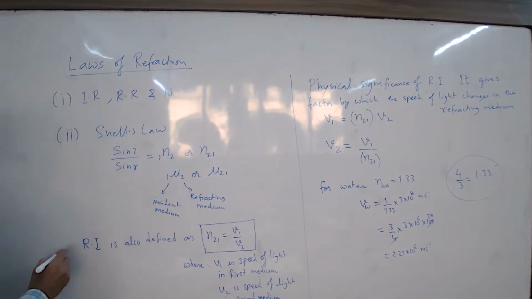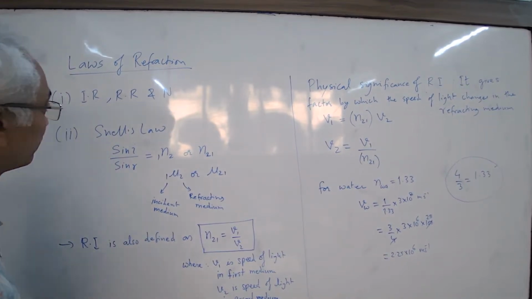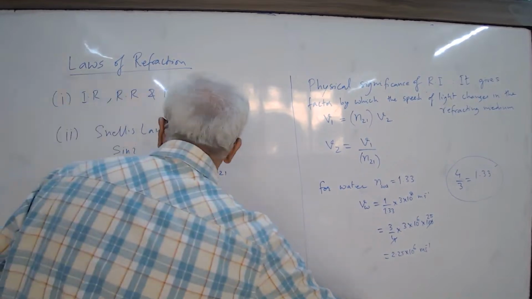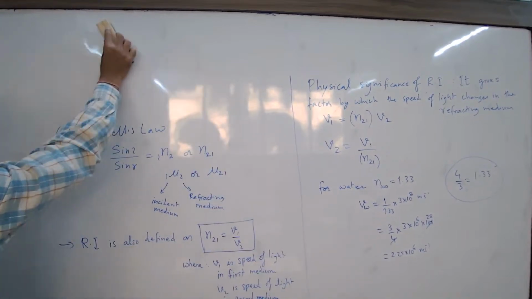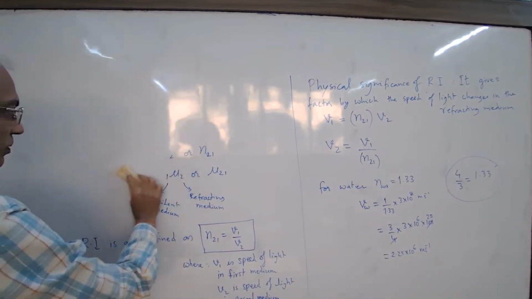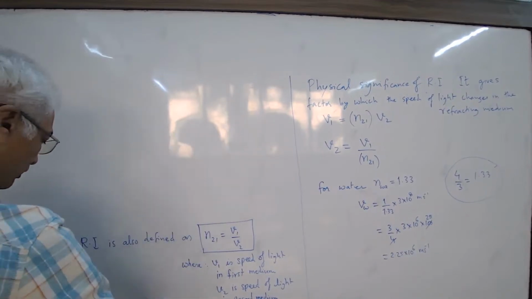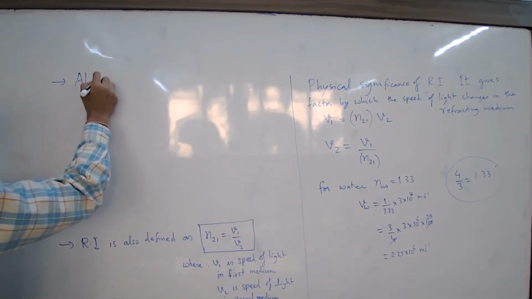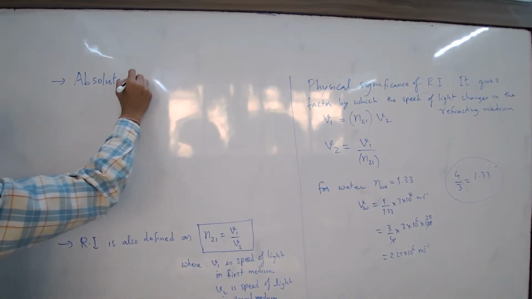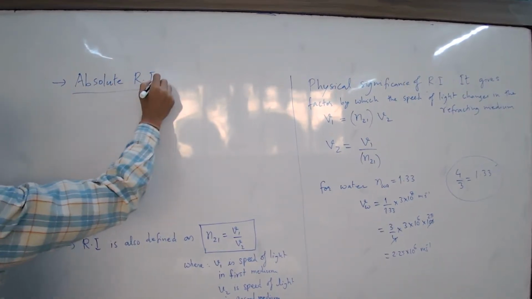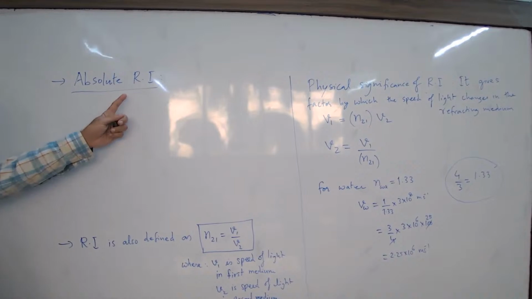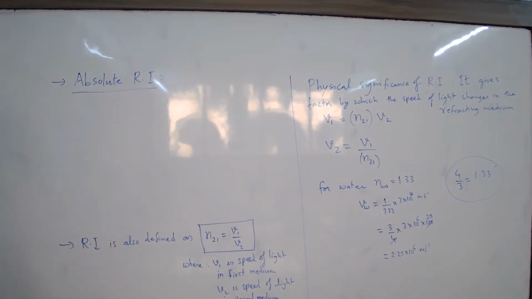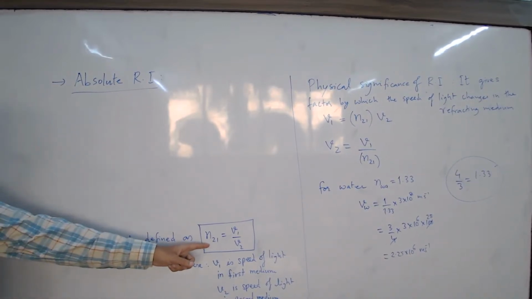Okay, so this is the alternate definition of refractive index. Next is the concept of absolute refractive index. Let's see what is absolute refractive index. I am writing the short form for refractive index as RI. So now we have seen this definition, right?